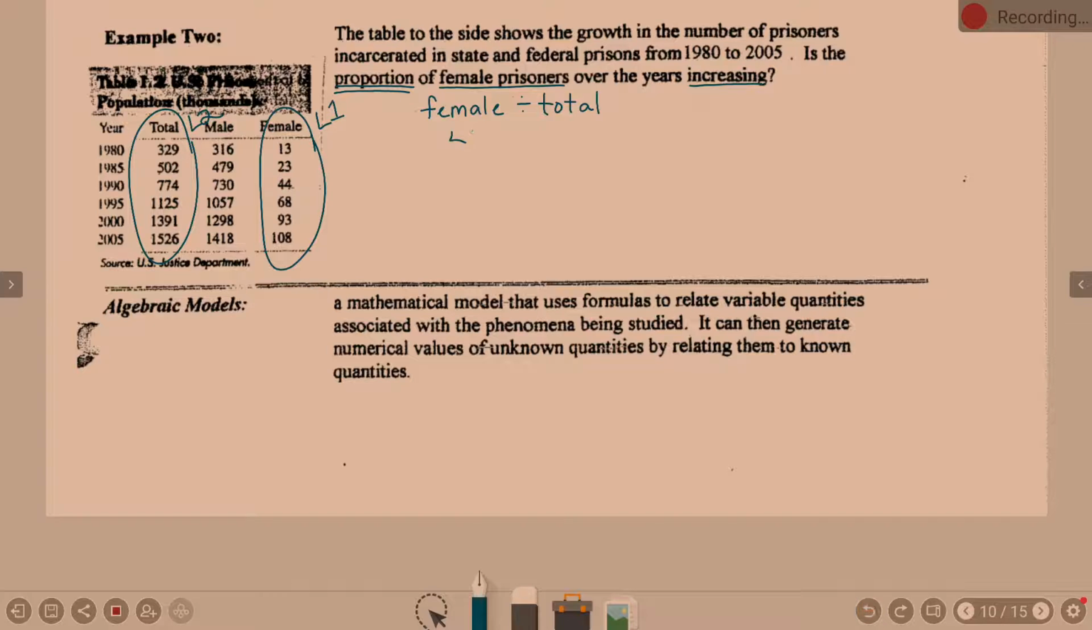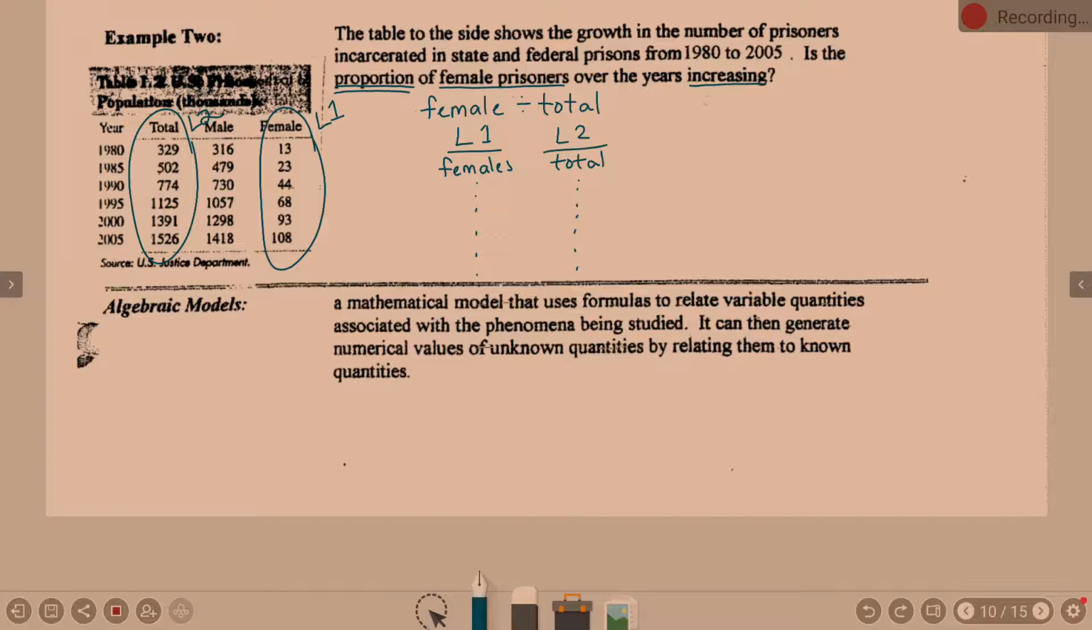So it's the idea that I have all my female numbers in L1, right? In L2, I have all my total numbers. I'm not going to bother writing them down because they're in my calculator. But what do we need to do to get our proportion? We need to take L1 divided by L2, yes?